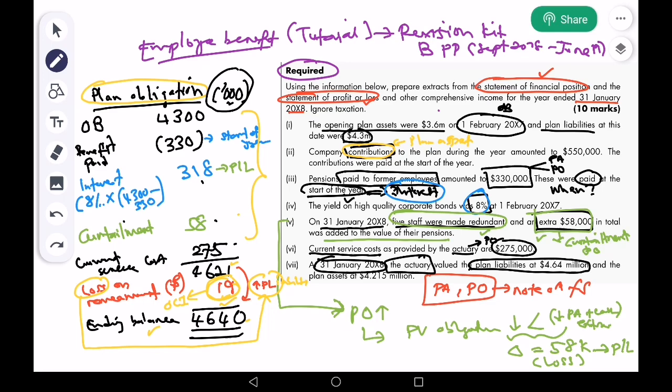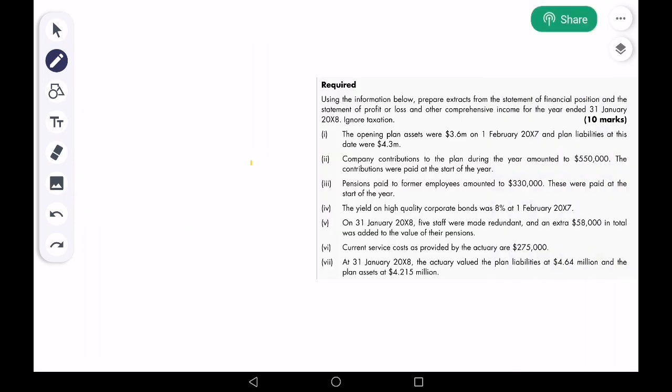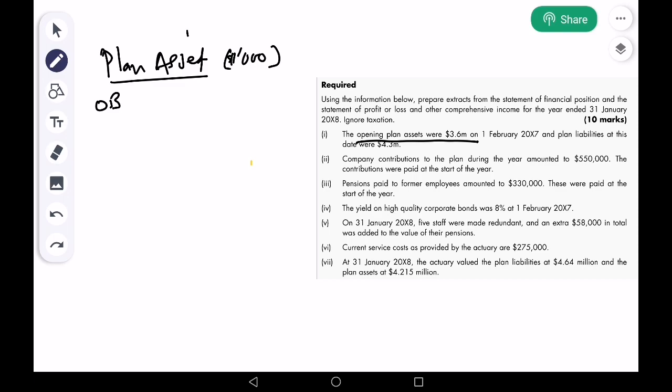Now we'll do it for planned asset, class. Under planned asset, it's the same step. Opening balance. You see, opening planned asset will be 3600. Okay, next liability, we have done it. Now we go to contributions. Remember I said it will affect your planned asset, amounted 550.